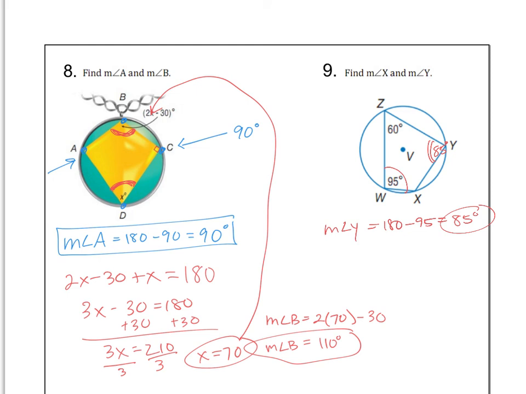And then a very similar problem for X. To get X, you have to think about the angle across from it. So 60 is Z, and then Z and X have to add up to 180. So the measure of angle X is going to be 180 minus 60, or 120.